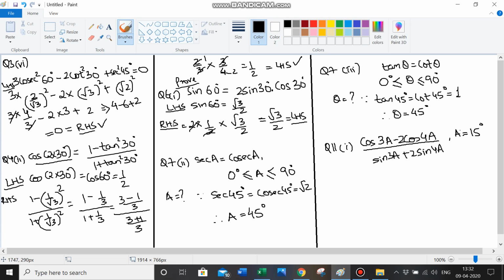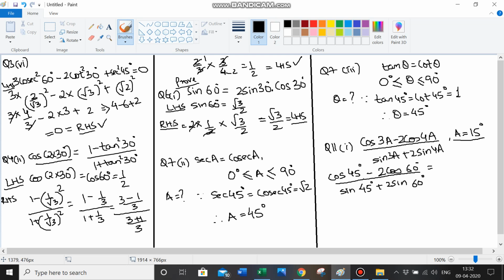Cos 3a minus 2 cos 4a, and a is given equal to 15, which means my question is cos 45 degree, 3 into 15 is 45, minus 2 cos 4a, 4 into 15 is 60 degree, divided by sine 3a. 3 into a is 45 degree, plus 2 into sine 4a. 4a would be 60 degree.